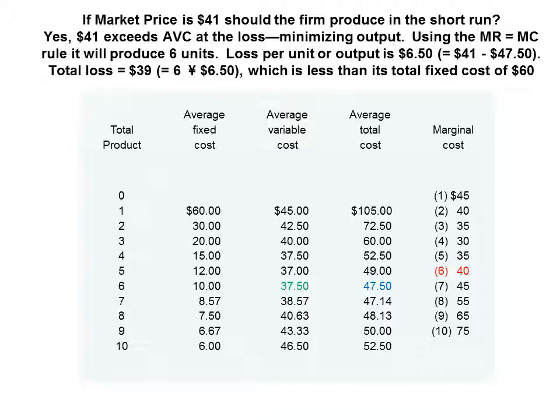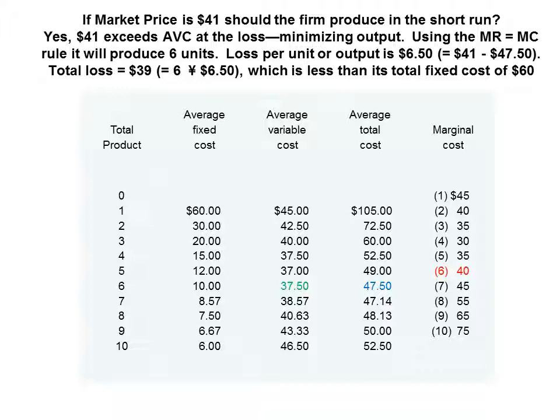How did I get that? Simply price $41 minus average total cost $47.50 at 6 units of output means there will be a per unit loss of $6.50. Now, we take $6.50 and multiply that by 6. That comes out to a total loss of $39. Not good. We're losing money. We don't want to be losing money.